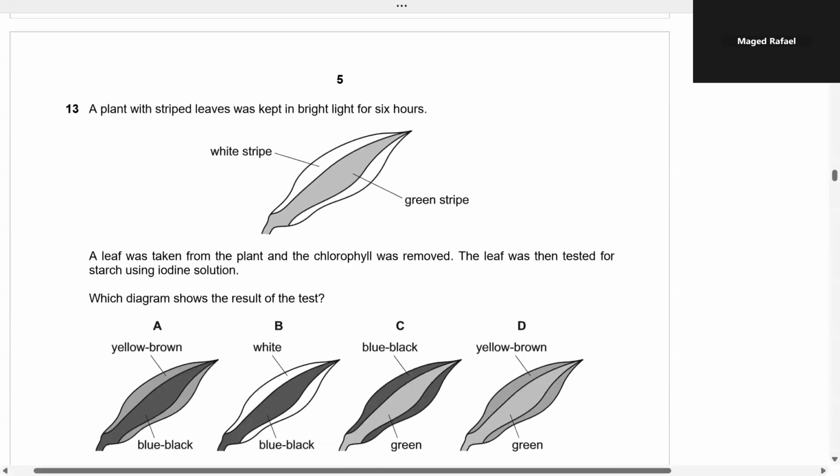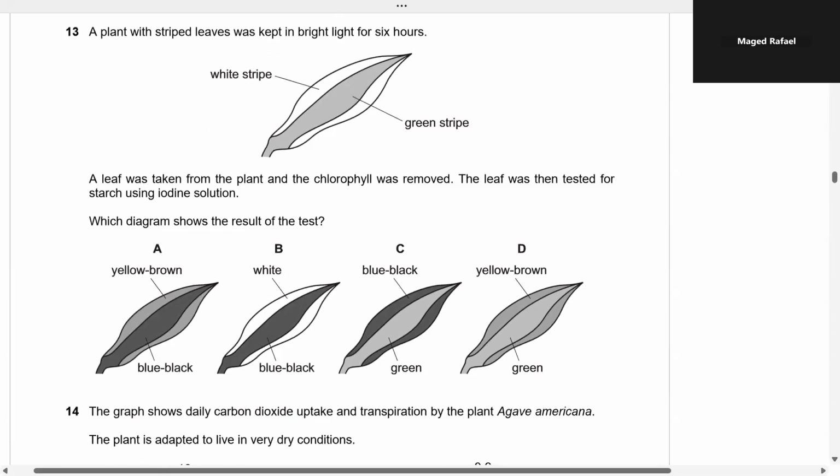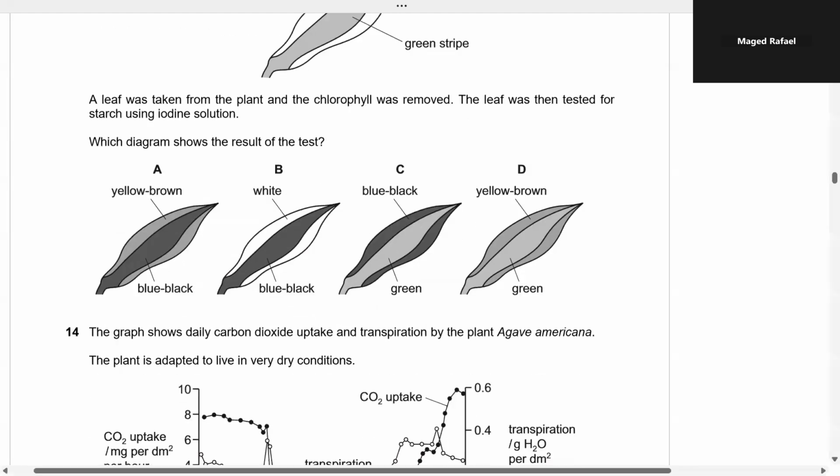Question 13. Question 13 is a frequently repeated question. He's giving you a diagram to show the results of the test when we use iodine to test the starch in the starch-making cells. So the answer is A, because blue-black for the green part, because it will carry out the photosynthesis process. However, yellow-brown for the white one because it has no chlorophyll.